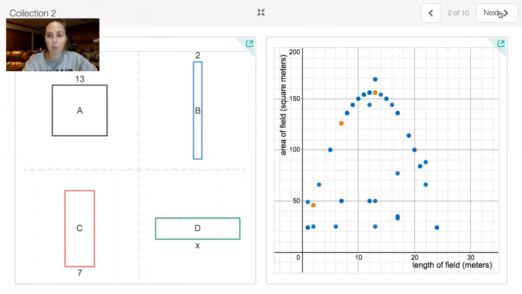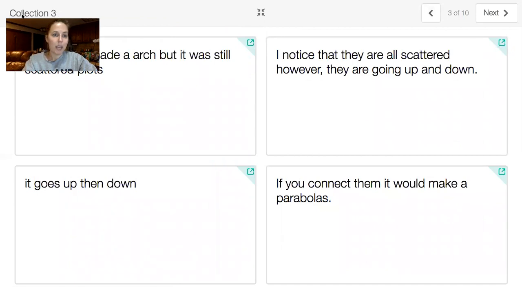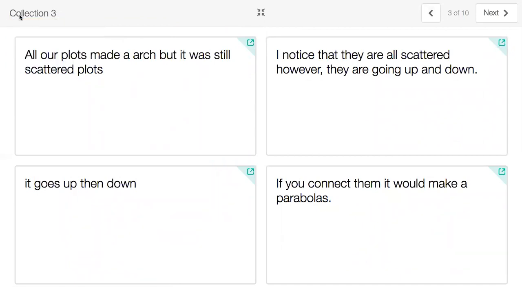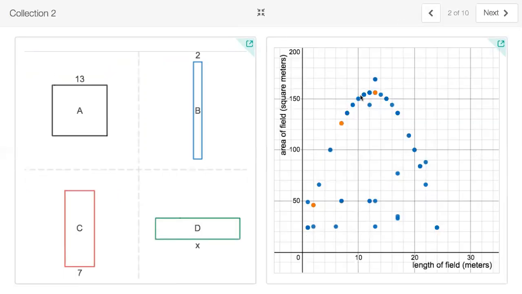If you take a look at what students said, they were like, oh, it made an arch, it was still scattered points, it goes up and then down. If you connect them, it would make a parabola. I noticed they're all scattered, they're going up and down. So that going up and down shape, that is a quadratic shape.